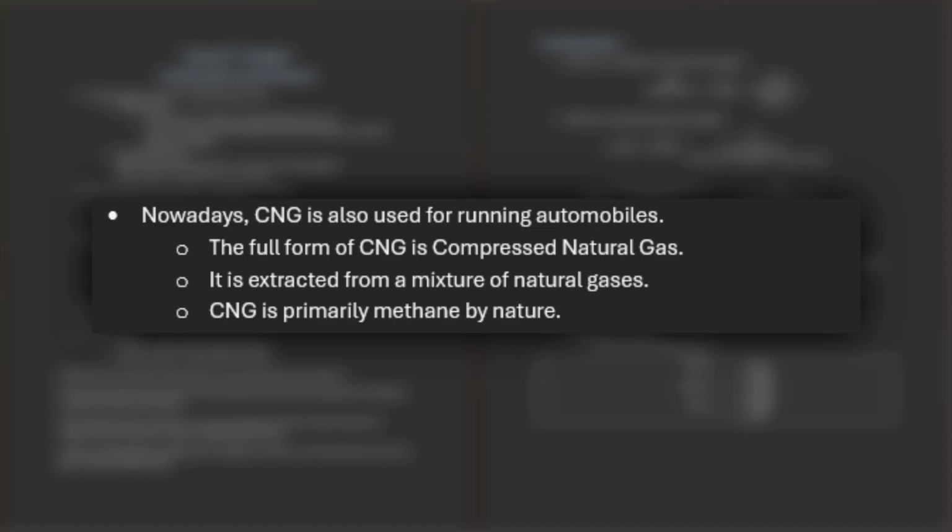Nowadays, CNG is also used for running automobiles. The full form of CNG is compressed natural gas. It is extracted from a mixture of natural gases. CNG is primarily methane by nature and LPG is primarily propane and butane by nature.